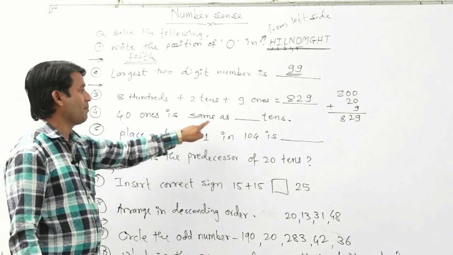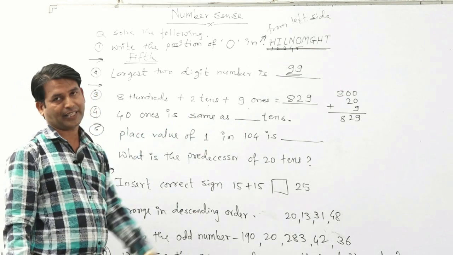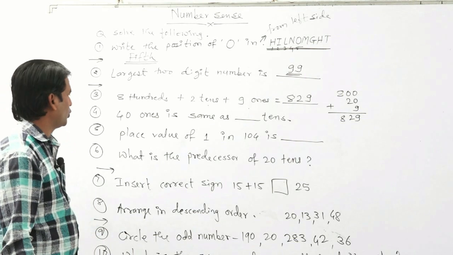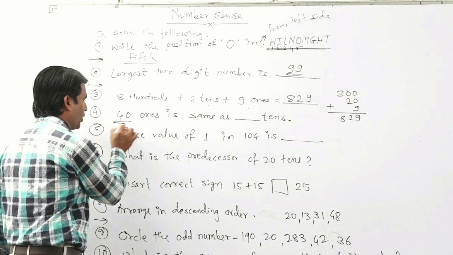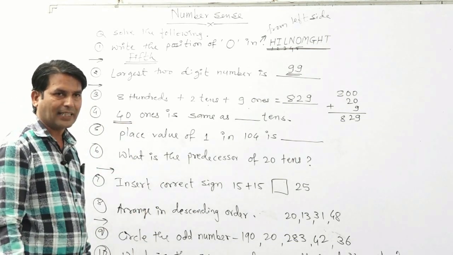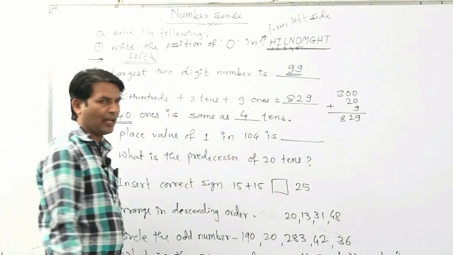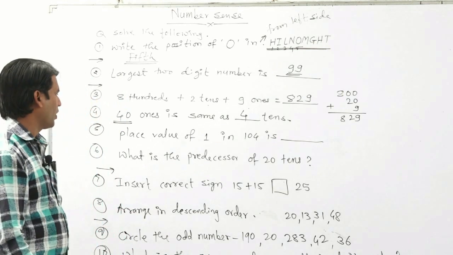After that, 41s is the same as what? Dash tens. 41s is the same as dash tens. 41s means nothing but 40. 40 means how many tens? 40 means 4 tens. Okay? 40 means what? 4 tens.